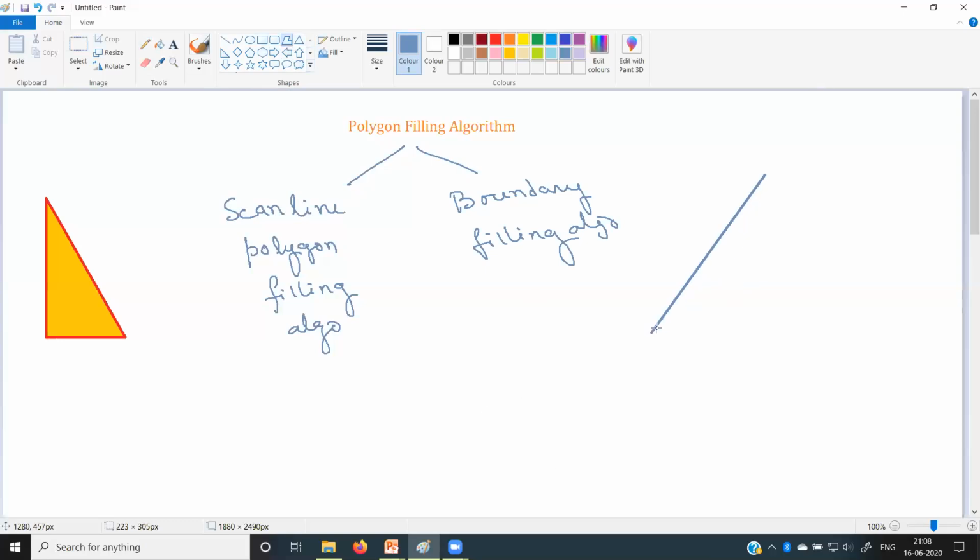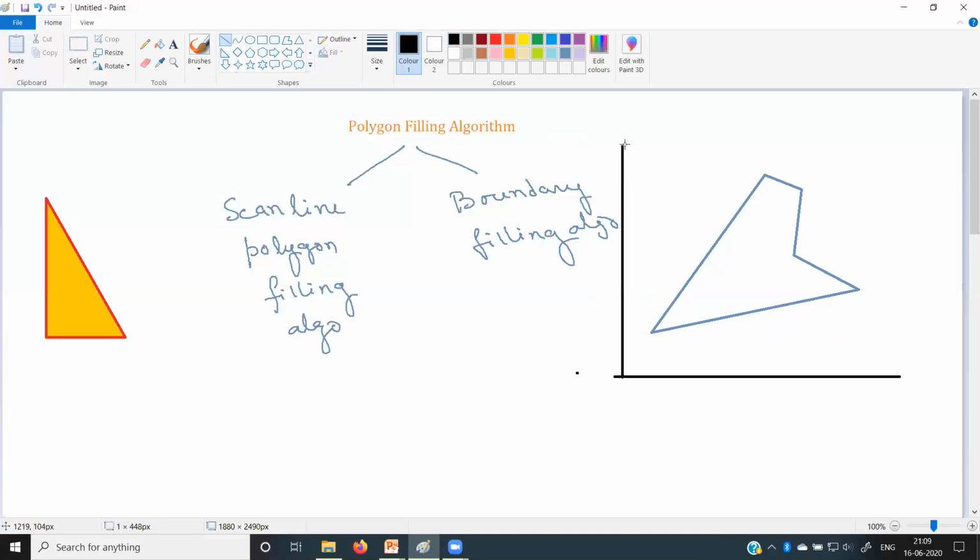So consider you have a shape like this one. Okay, so you have a polygon like this one. In the case of the scan line polygon filling algorithm, we will initially draw some lines which are parallel to the x-axis. Let me first draw the axes, then it will be easy for you to understand. This is my x-axis, and this is my y-axis.